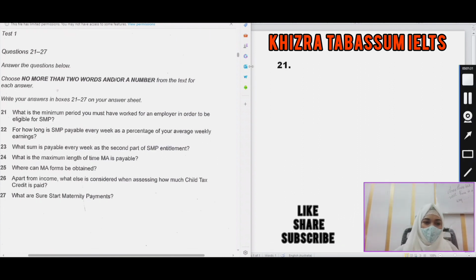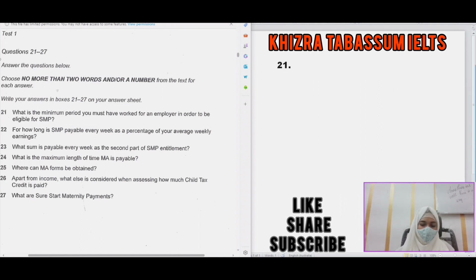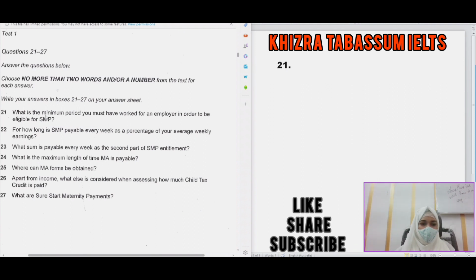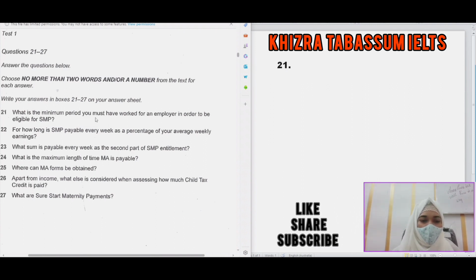See, look at question number 21. What is the minimum period you must have worked for an employer in order to be eligible for SMP? So this is kind of a program for maternity, for the ladies who are pregnant. For those, this is a program.